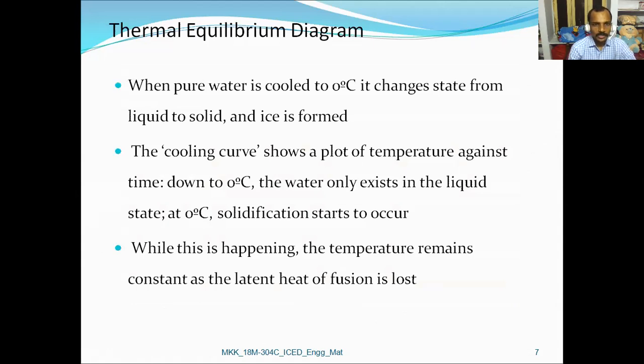Now let us move to the thermal equilibrium diagram, what it is. When pure water is cooled to 0 degrees centigrade, it changes from liquid to solid, which we call ice. So this is the formation of ice. The cooling curve shows a plot of temperature against time down to 0 degrees centigrade. The water only exists in the liquid state above that. At 0 degrees centigrade, solidification starts to occur.